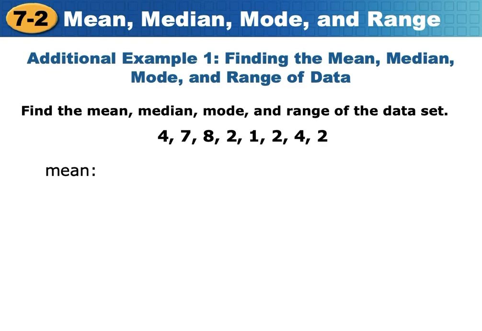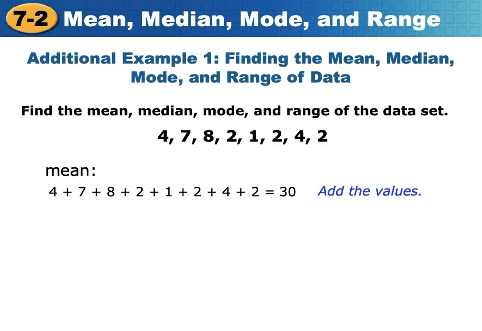Mean, you need to add all these values, right? So the values, you need to add them. After adding, you get 30. Then what is the next step? Ensure that you divide the sum by the number of items.